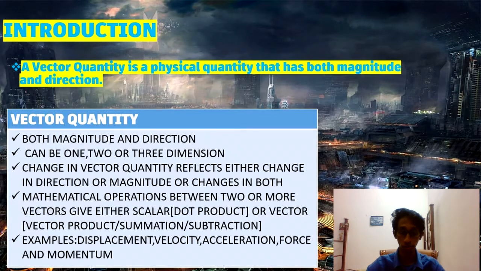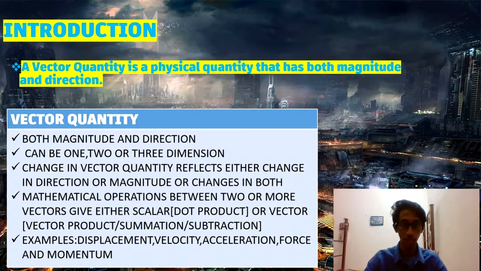Now the fourth is that mathematical operations between two or more vectors give either a scalar, which we call the dot product, or a vector, which we call the vector product, or summation or subtraction. That means, for example, if we put a vector and a vector, or a vector and a scalar, in mixed operations, we will get only one result, which is a vector. That's the answer we'll get back in vector form. We won't get other than that.